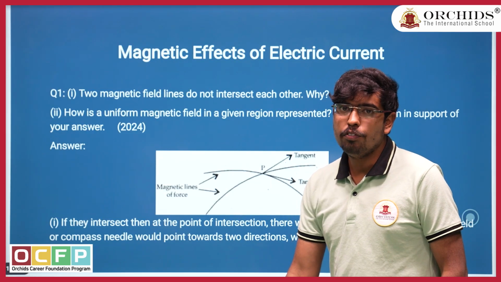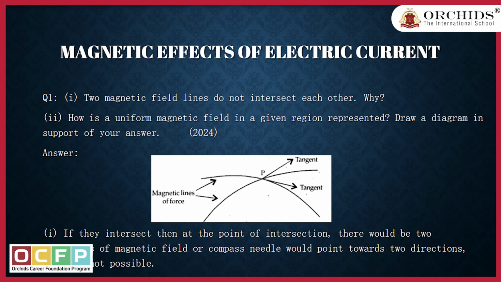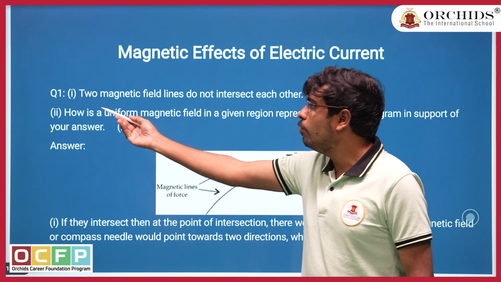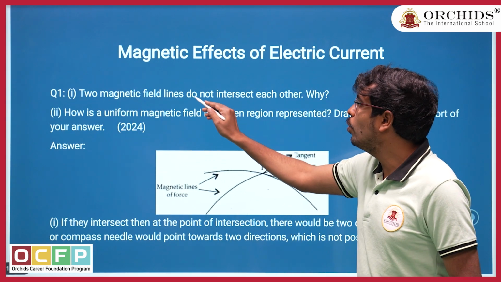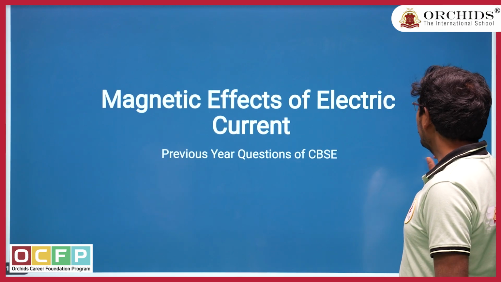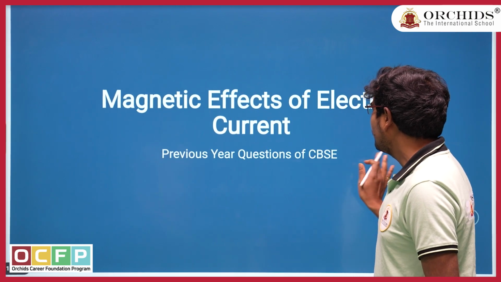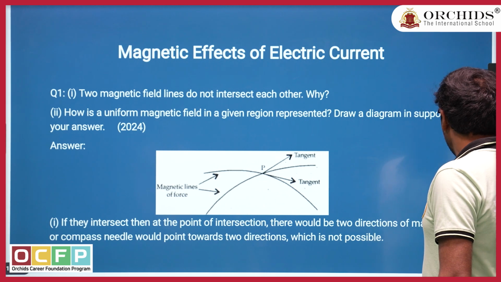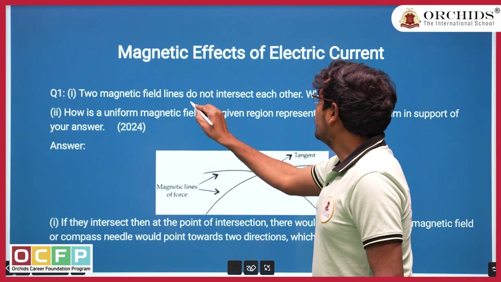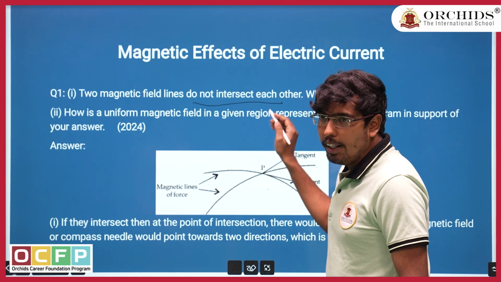So, we are going to discuss the first question from this chapter, which was asked in the 2024 board examination. You can observe here they asked this question: why do two magnetic field lines not intersect each other? That is the first question they asked recently. We have to tell the reason why they are not intersecting.